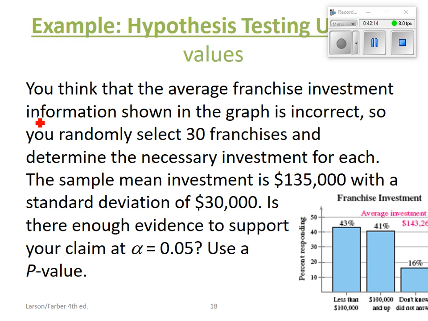You think that the average franchise investment information shown in the graph is incorrect, so you randomly select 30 franchises and determine the necessary investment for each. The sample mean, and I'm going to write all this stuff over here. So N is what this time? 30. The sample mean, which is our X bar, is 135,000. Big number. Standard deviation, that's our S, is 30,000. Good. Our alpha, our level of significance, 0.05.